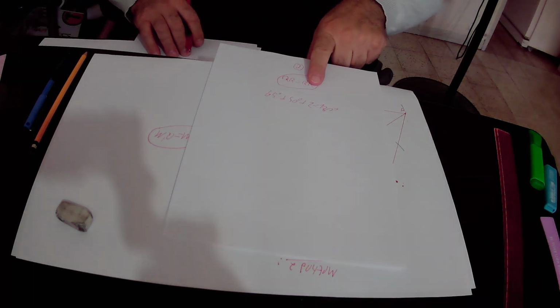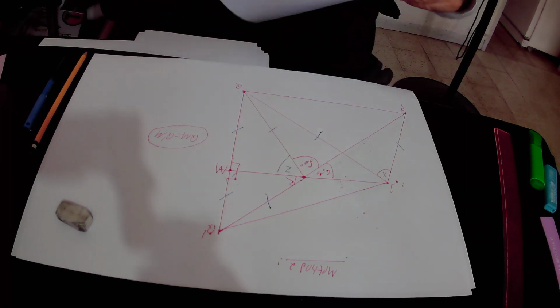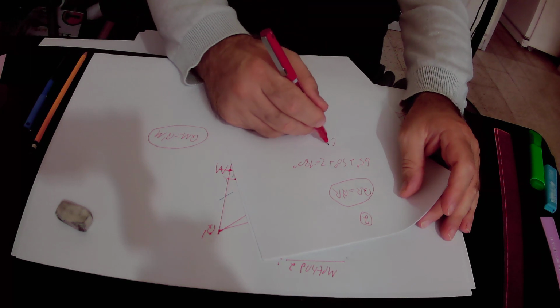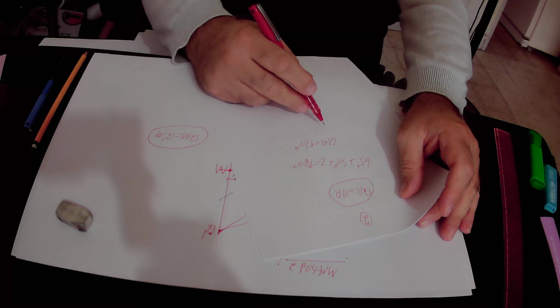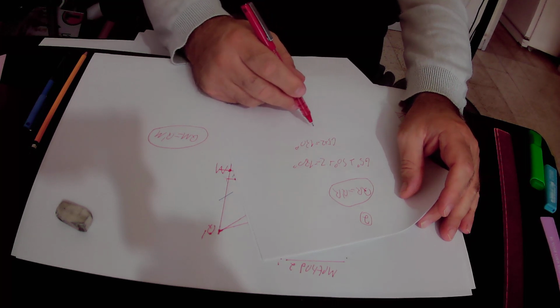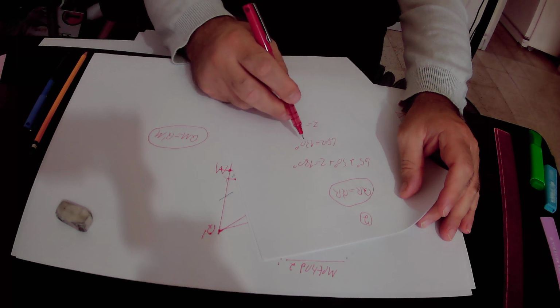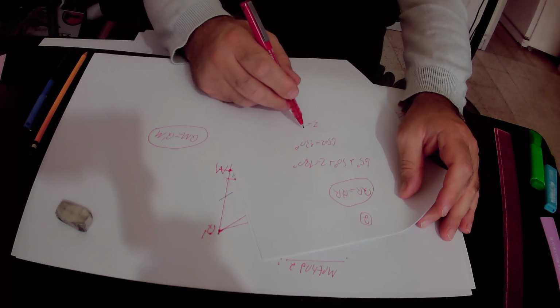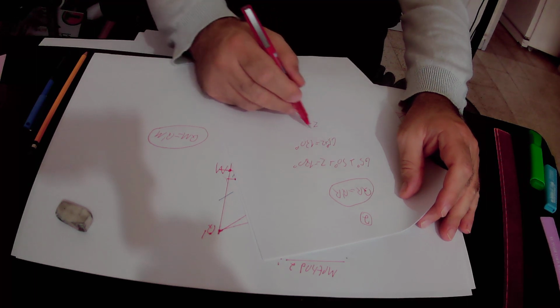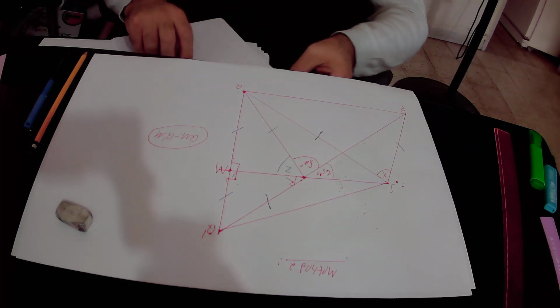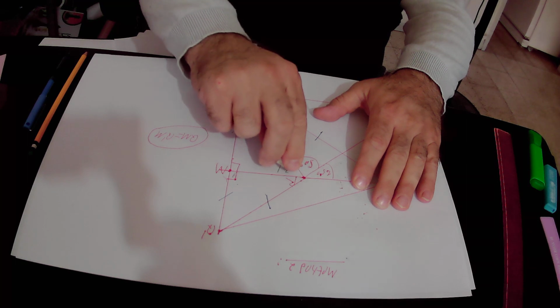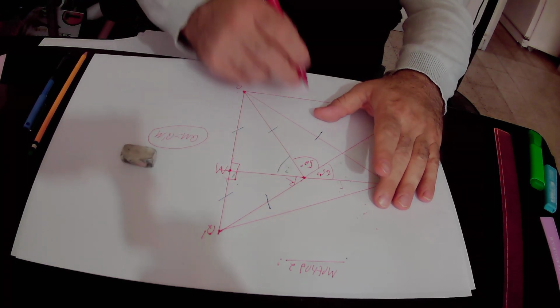So here, if we subtract 50 degrees from this equality, we will get that 65 degrees plus Z equals 130 degrees. And if we subtract 65 degrees from this equality, we will get that Z equals 130 degrees minus 65 degrees, which equals 65 degrees. So we found out that angle Z equals 65 degrees.